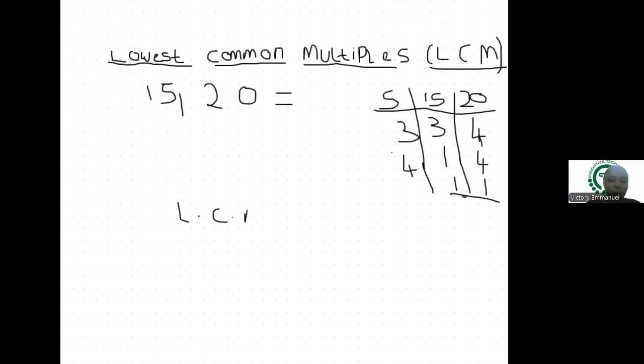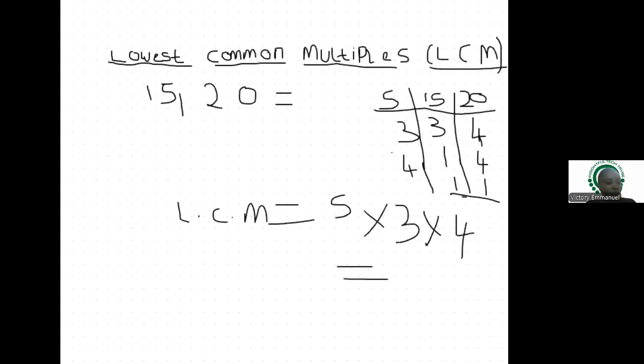So we now have LCM, which is equal to 5 times 3 times 4. Now, can someone tell me what the answer is? 5 times 3 is what? 15. Okay, so since we already have 5 times 3 as 15, we are now going to do 15 times 4. And what would that give you?